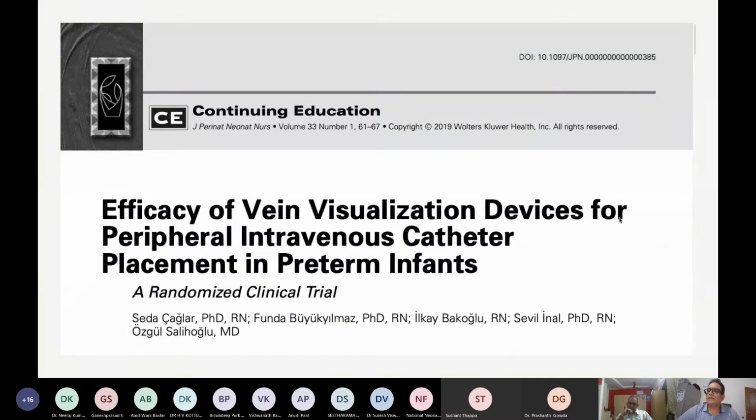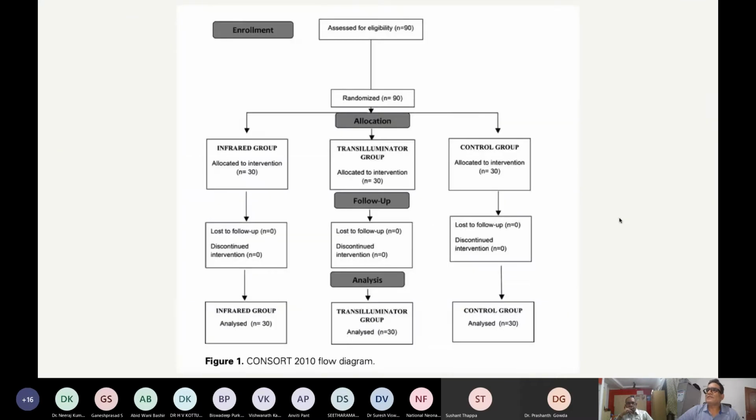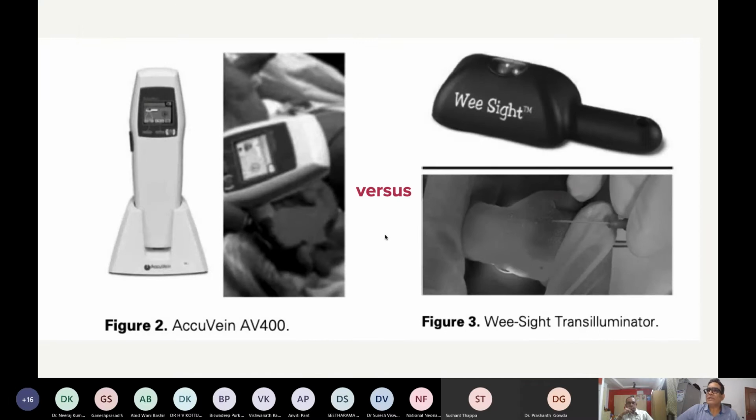And there is another group which published a randomized controlled trial comparing the transilluminator versus the infrared device. They divided 90 neonates into 3 groups: infrared group 30, transilluminator group 30, and the control group 30. They used the AccuVein AV400 for the infrared group, versus the V-Sight transilluminator. These are all medically endorsed devices.